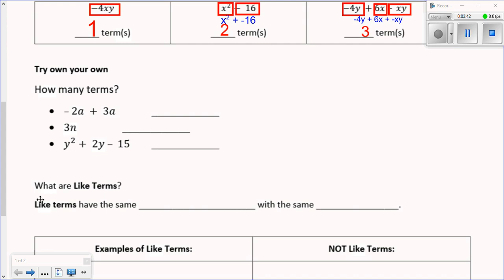Next, we need to know what like terms are, because step 2 is combining like terms. So just knowing what a term is isn't enough. Like terms have the same variable with the same exponent. So just because this one has an x and this one has an x doesn't mean they're like terms. They have to have the same variable and the whole variable part. Some of them have multiple variables in them. They have to have all the same kind of variables with all the same exponents on those variables.